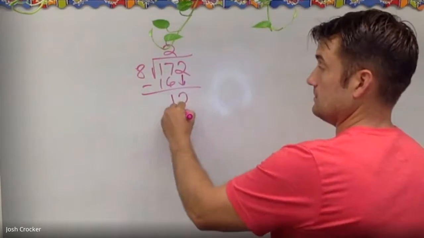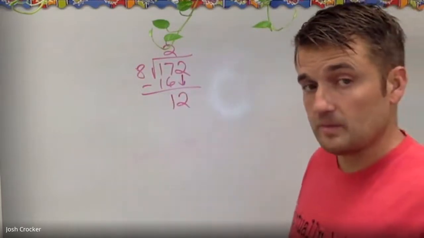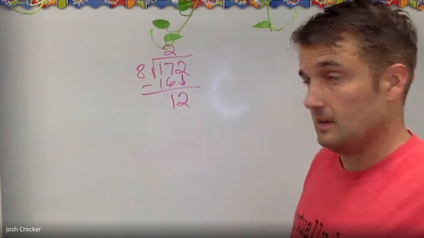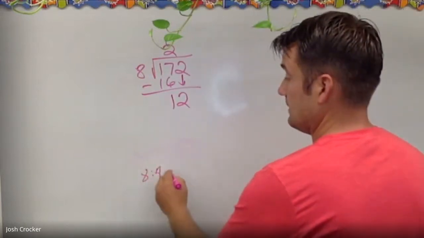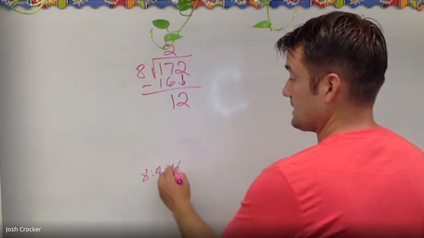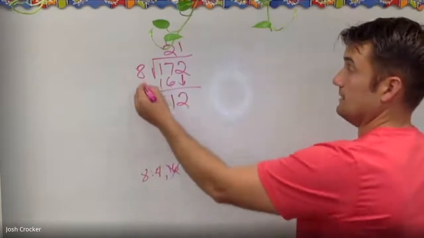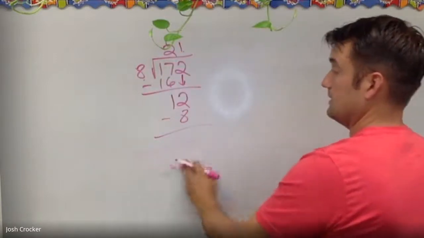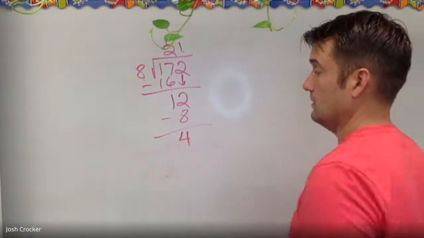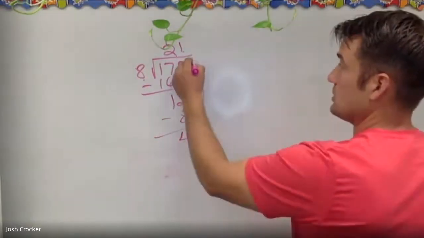Bring down 12. Okay, if I have 12, how many groups of 8 could I make? Well, only 1, because 8 times 1 is 8. 8 times 2 is 16. That's already over. So it has to just be 1. 8 times 1 is 8. I subtract. I'm going to get 4. I have nothing else to bring down, so that is just a remainder.